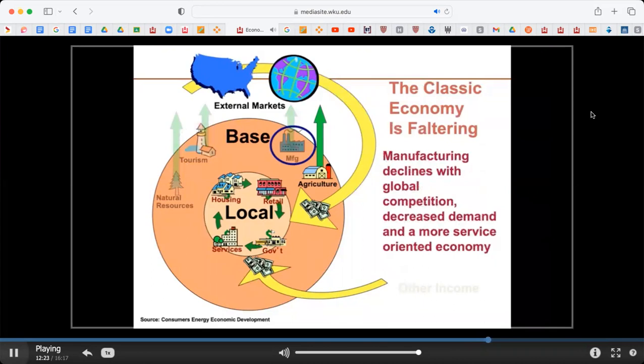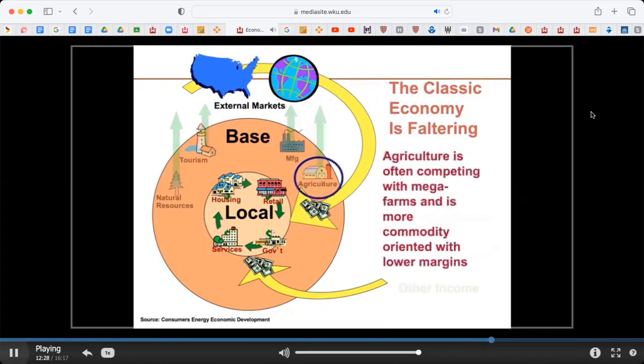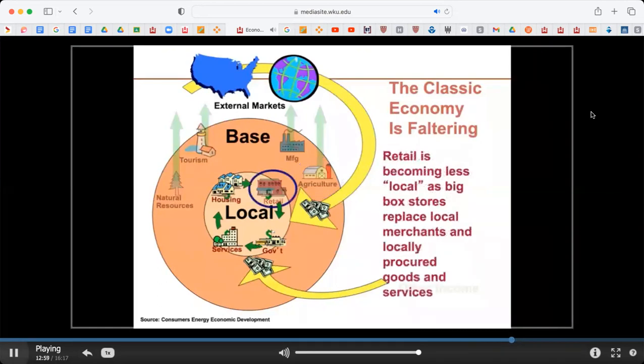And so global competition has decreased demand, and you've seen our economy really shift to more of a service-oriented economy. Agriculture is the same way. It once was a major base industry for most rural or small communities, but the mega farm movement, unless you are in an area where you have really big agribusiness operations, in Kentucky, there are some of this in Kentucky, but a lot of it is in states like Iowa and some parts of Illinois, some parts of the Great Plains. And so agriculture has also declined.